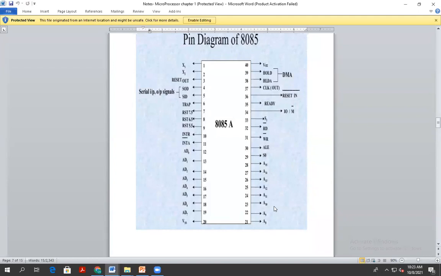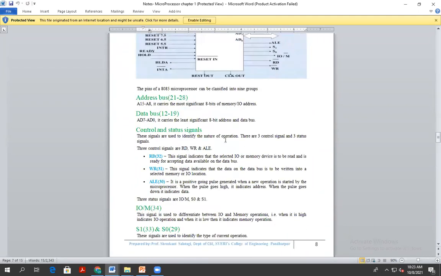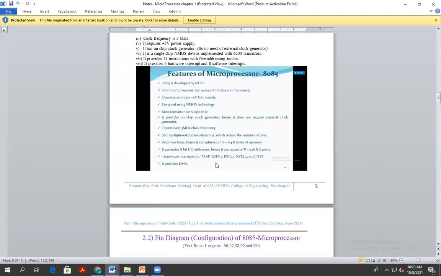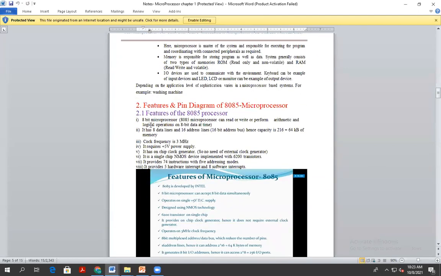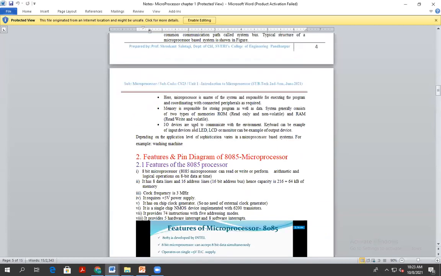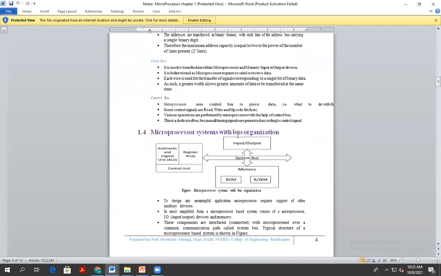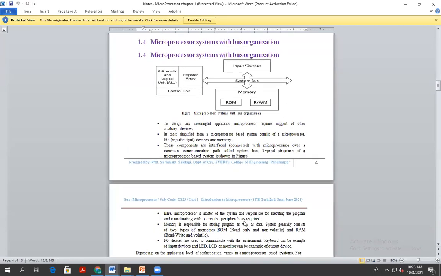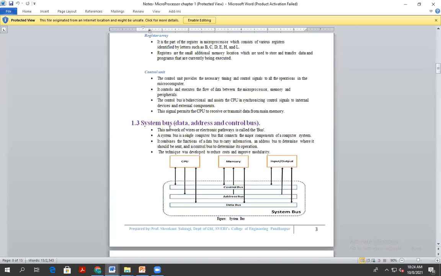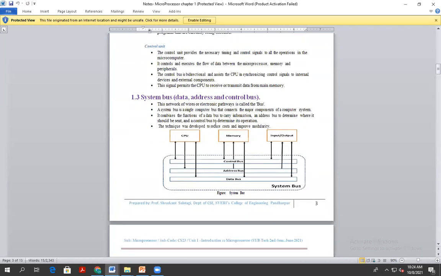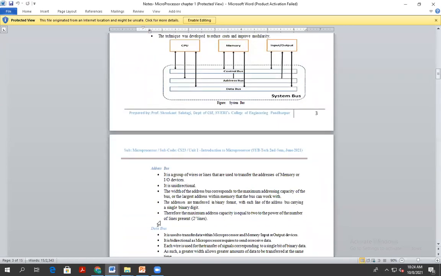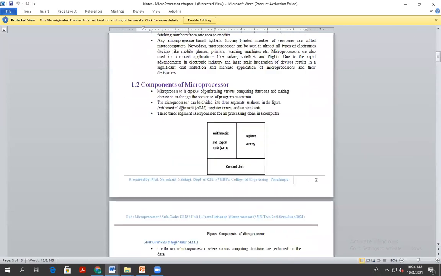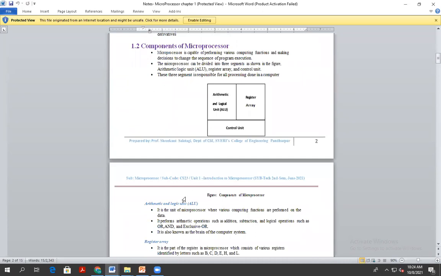So today I will send you these notes, this entire clear notes, and the previous topics whatever I covered, the features I covered, and some more extra points I have added here. I covered the microprocessor bus systems, and those explanations I have given here. In the system bus notes I have also used the address bus, data bus and control bus, and those division components I have clearly explained.